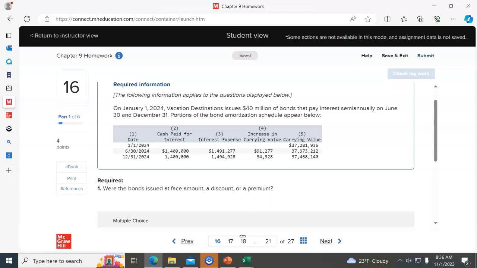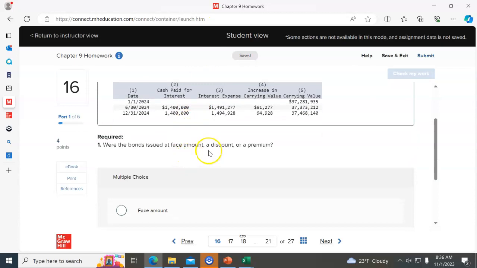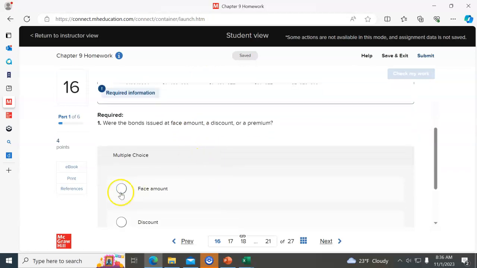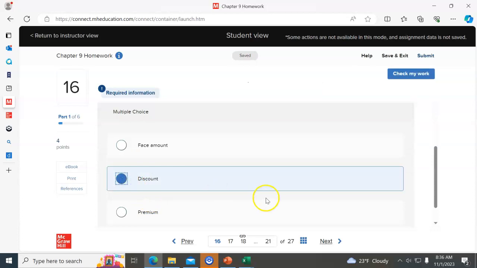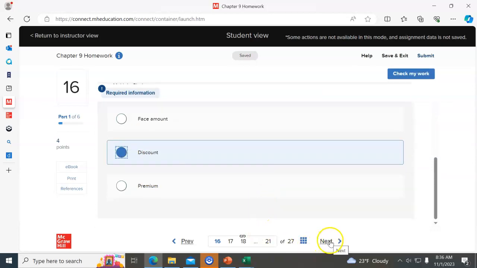It's asking us. So guys, we know they're $40 million bonds. Can we see what the issue price is or the carrying value? Do you see what it says? So does that mean they were issued at face amount? No, because face amount would have been 40, wouldn't it? Weren't they issued at a discount because they're less than 40 million? So were the bonds issued at face amount, discount, or a premium? They were issued at a discount, weren't they? Right?